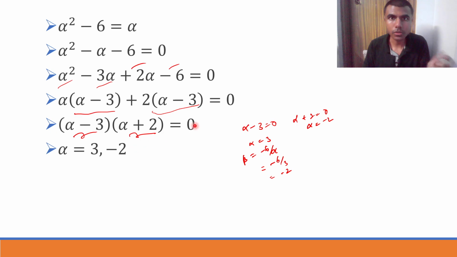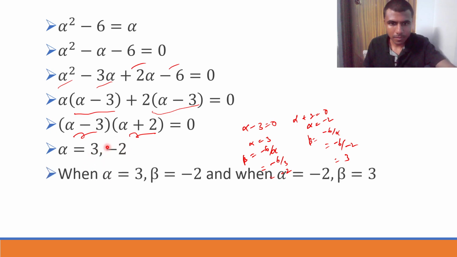When alpha is minus 2, beta is minus 6 by alpha. You need not write this all, I am just telling you so that you guys understand. Minus 6 by minus 2, which is 3. So it's pretty simple, guys. When alpha is 3, beta is minus 2, and when alpha is minus 2, beta is 3.